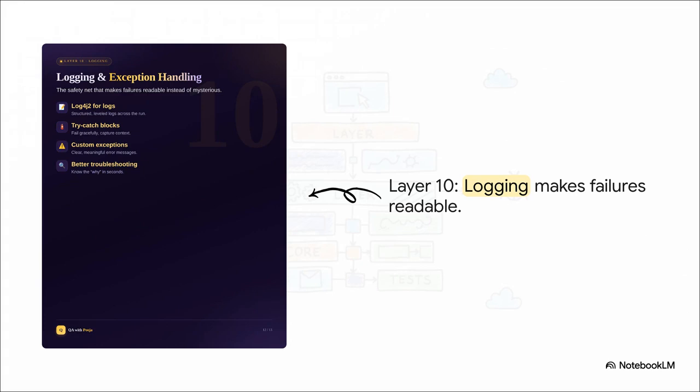Finally, Layer 10 is your ultimate safety net. Using structured log4j2 logs and really strategic try-catch blocks ensures that your exception handling is bulletproof. When something goes sideways in the pipeline, you don't just get some generic, unhelpful failure. You get leveled, structured logs and custom exceptions that actually make runtime failures readable instead of totally mysterious. You'll figure out the why in seconds.